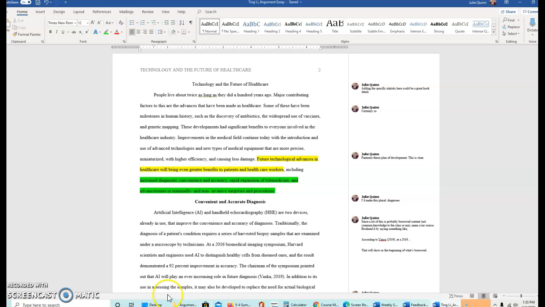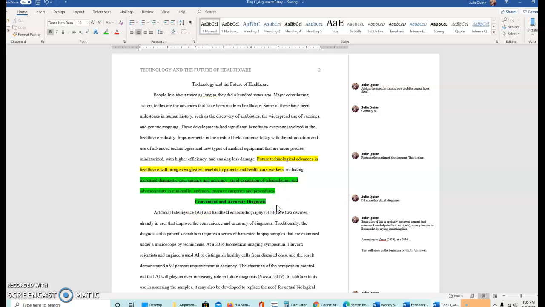And what's really nice is you can see that each of these reasons are now set up as sections of the paper. I didn't require that students use headers, but what's really strong with this is it's showing me some internal logic and organization. So the increased diagnostic convenience and accuracy is the first section.